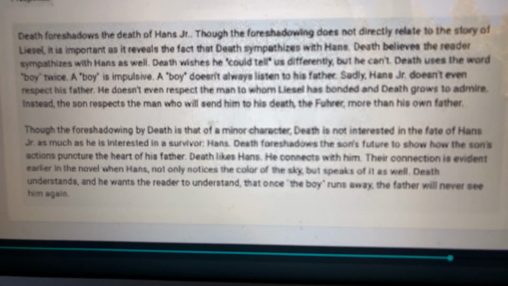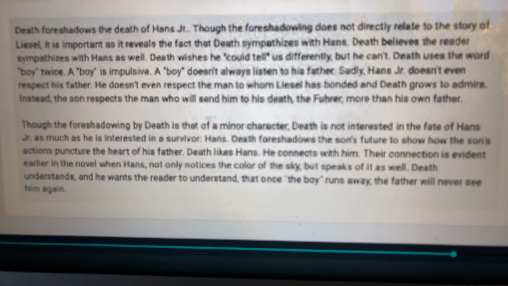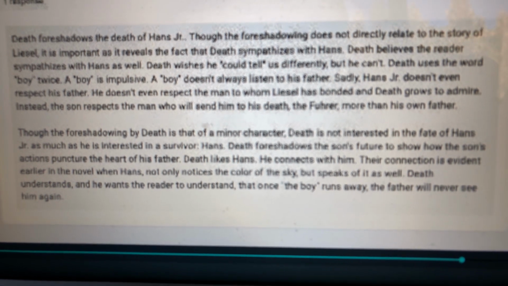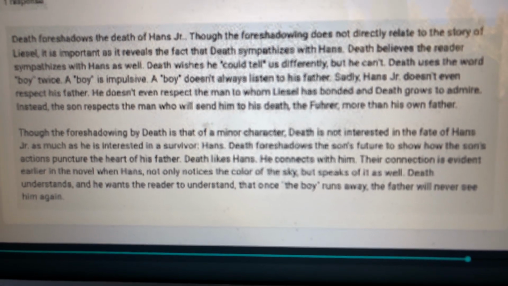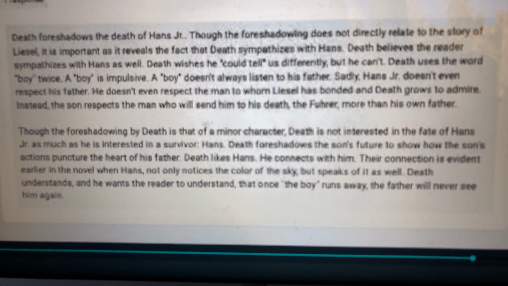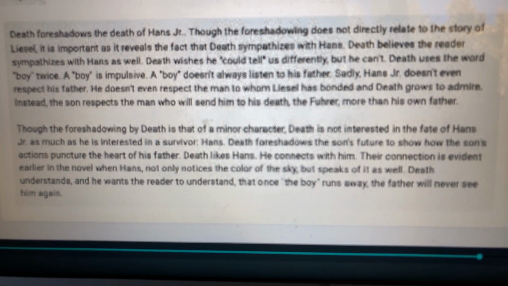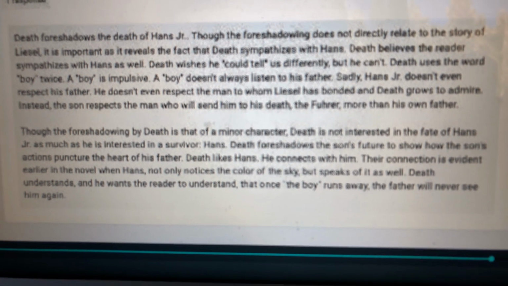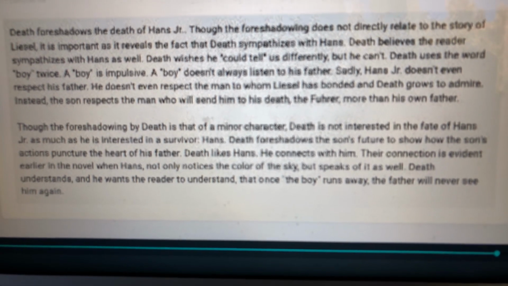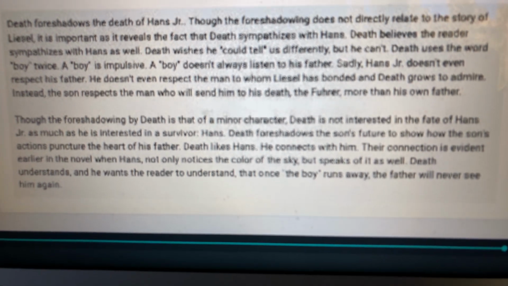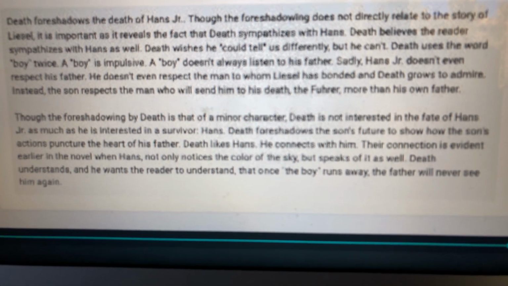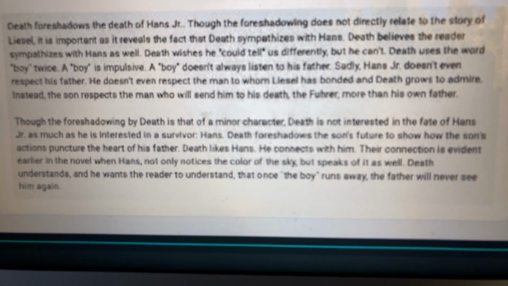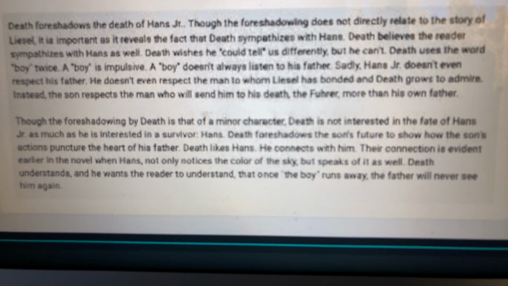Though the foreshadowing by Death is that of a minor character, Death is not interested in the fate of Hans Jr. as much as he is interested in a survivor, Hans. Death foreshadows the son's future to show how the son's actions puncture the heart of his father. Ooh, I like how Giddy did that, using the language of Zusak. Death likes Hans. He connects with Hans. Their connection is evident earlier in the novel when Hans not only notices the color of the sky, but speaks of it as well. There goes Giddy again.